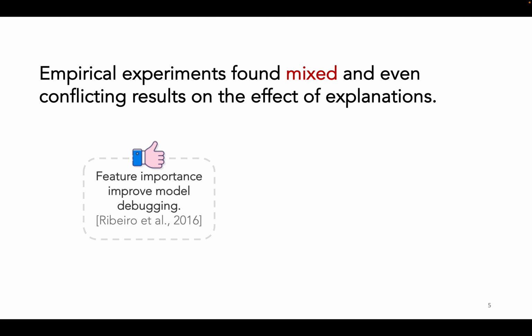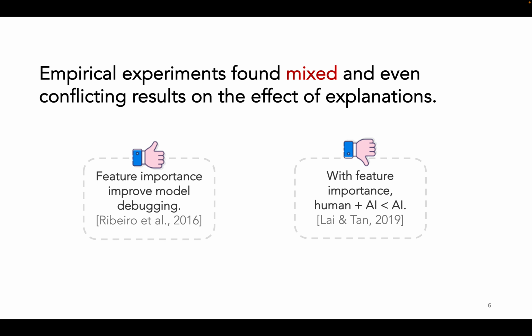As a positive example, the LIME paper found that explanations can help model developers debug machine learning models. In contrast, a recent paper did not find positive utility of explanations. Instead, they found that human plus AI cannot outperform AI alone even with explanations.